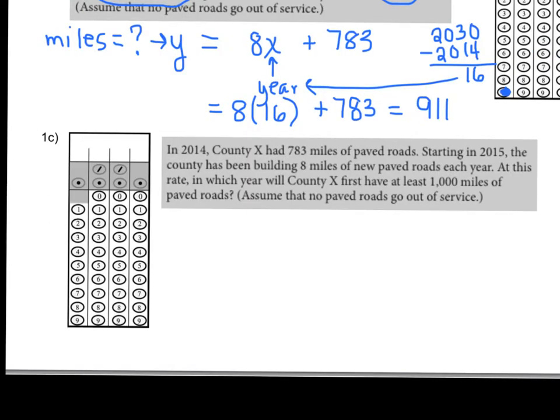Here is a third take on this problem, another way they may ask you a situation like this. For the sake of saving time, let's go ahead and write our y equals 8x plus 783, just because we've already done it, where y is the number of miles of road paved, and x is the number of years since 2014.